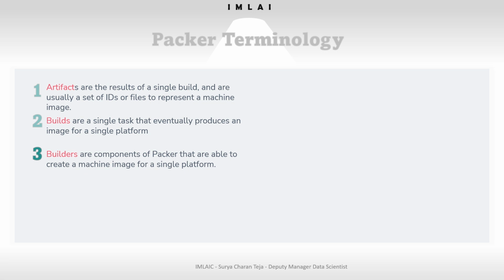So far we have seen an artifact, a build, and a builder. A build is a single task that eventually produces a single image for a single platform, and the one which produces this is called a builder. So the builder can be an EC2 instance in Amazon Web Services, or VMware, or VirtualBox in Windows.